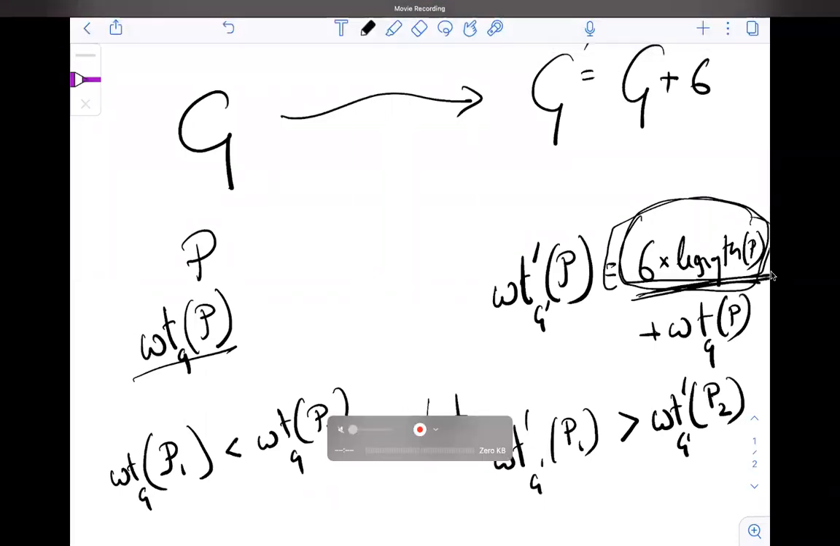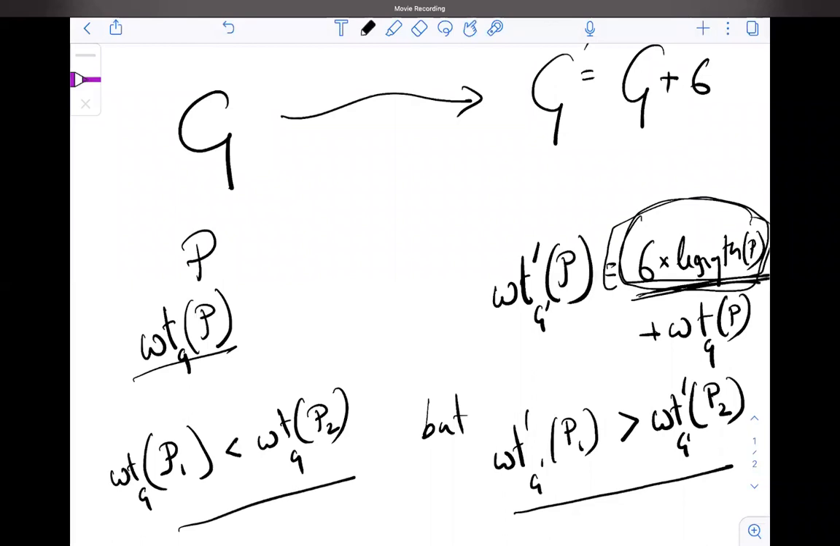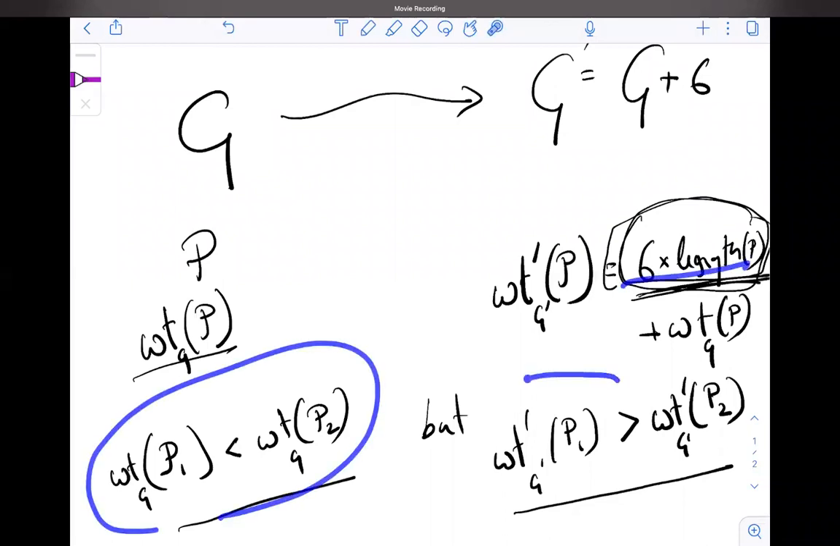Yes, sir. So these two paths, P1 and P2: P1 might have more number of edges but less distance, and P2 might have fewer edges but more distance, and that's why this was the case. But when I'm adding 6 to them, this flips.